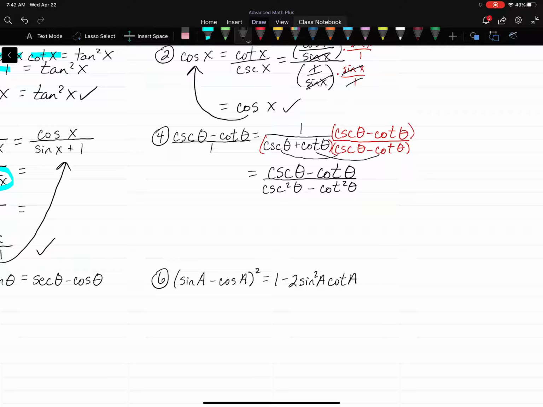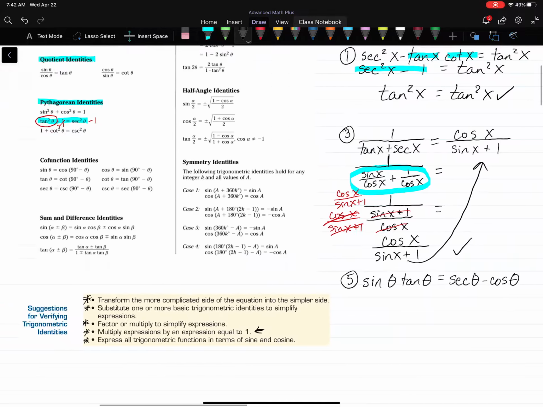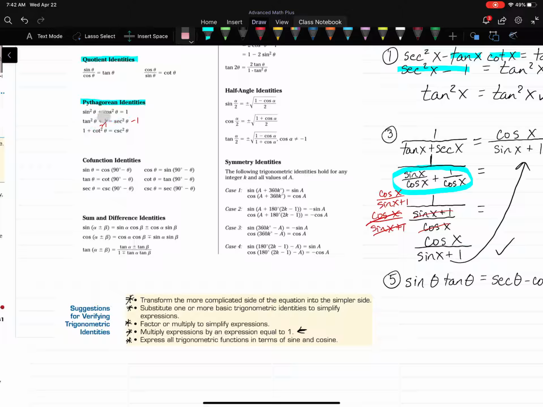All right, and now, as you can see, you remember anything with a square, you kind of want to lean towards the Pythagorean identities right here, okay? We do not have a cosecant squared minus cotangent squared identity, but we do have one that says 1 plus cotangent squared equals cosecant squared. And if we just do a little maneuvering here, if we subtract that cotangent squared over, just like that, what does cosecant squared minus cotangent squared equal?